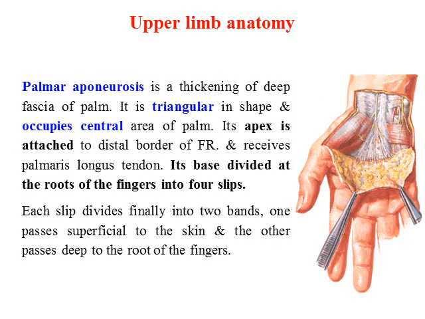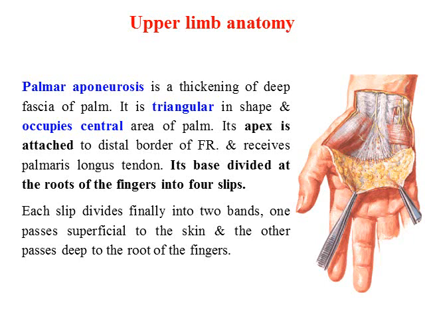Palmar aponeurosis is a thickening of the fascia of the palm. It is triangular in shape and occupies the central area of the palm. The apex of the triangle is attached to the distal border of flexor retinaculum, and the apex receives the tendon of palmaris longus if present.